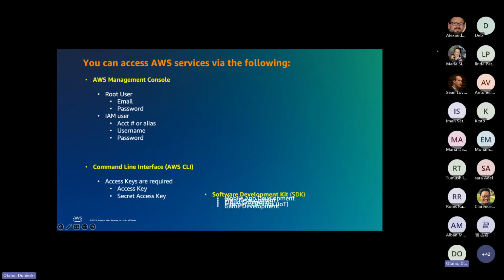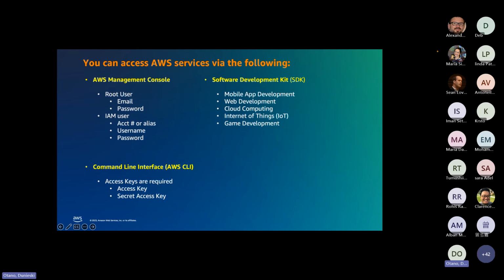And another way is the SDK. So SDK is the software developer kit, right? And this is when you use a text editor, like Sublime, Eclipse, maybe you're using Visual Studio, VS Code. Then you have to provide the access keys as well, but you are accessing your services from a different platform, not from a CLI, right?